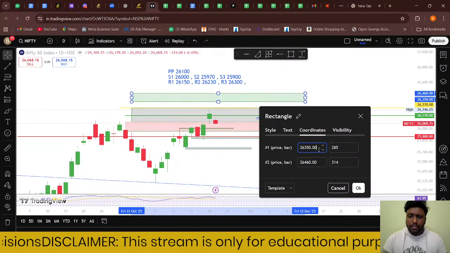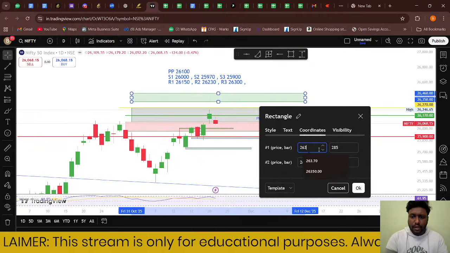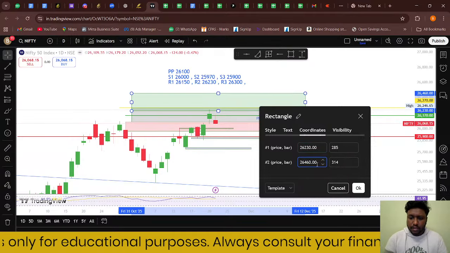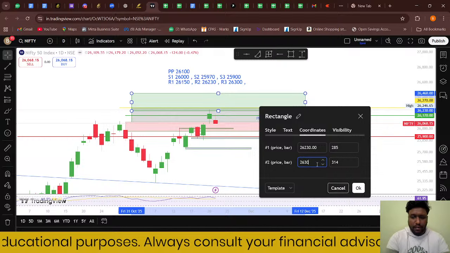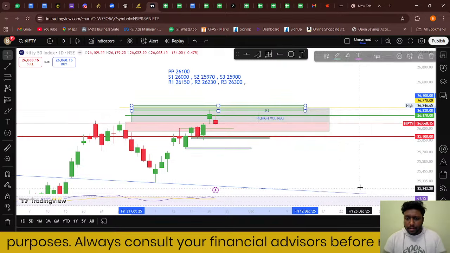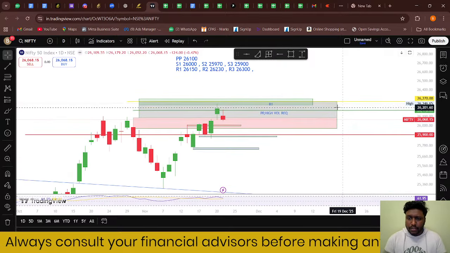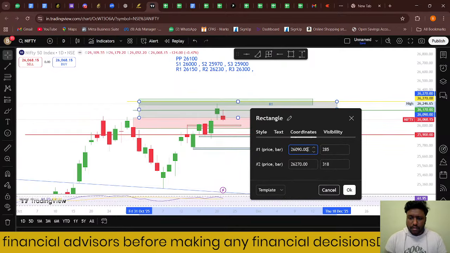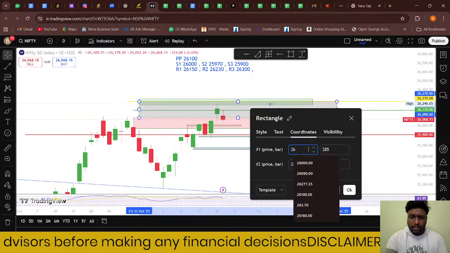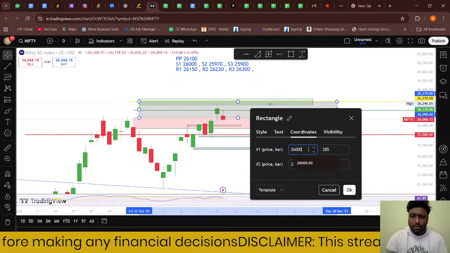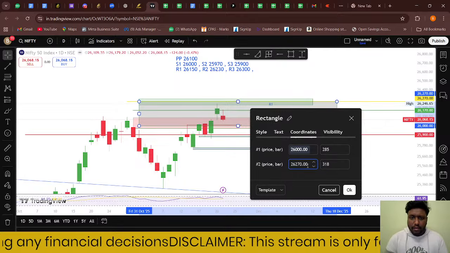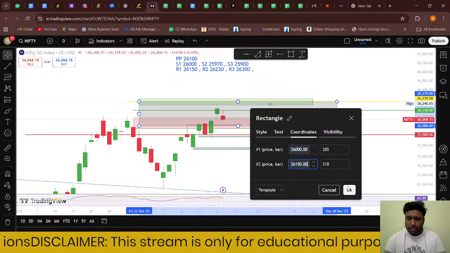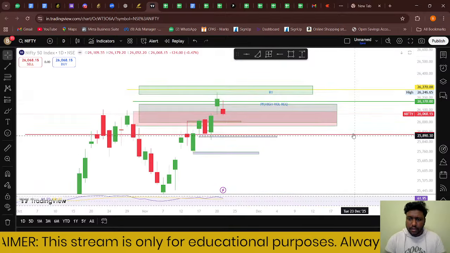The bullish zone always lies between 26,220, which is our resistance 2, and resistance 3 at 26,300. We can mark it that way. You have a shorter range, you can clearly see that. The consolidation zone will be between the first support 26,000 and R1 26,150. This will also be a shorter range compared to the other days.